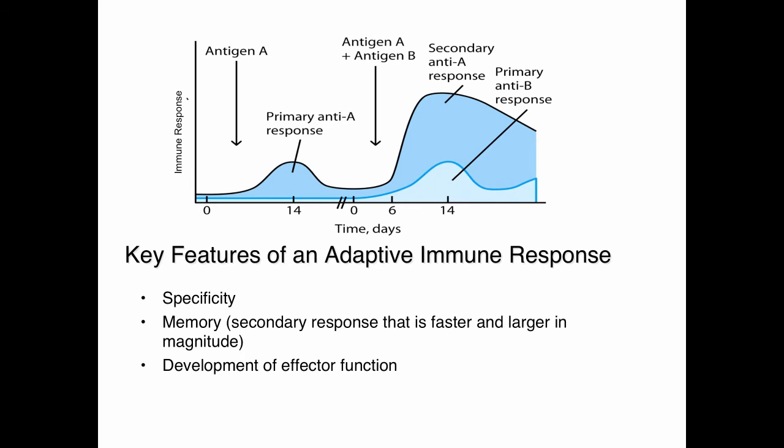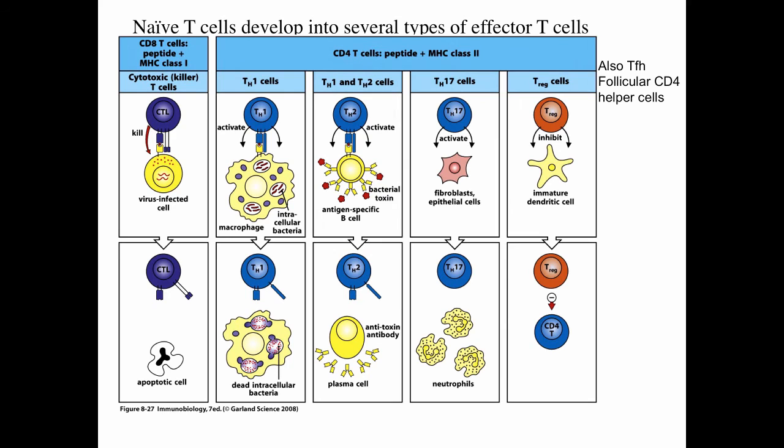And the final feature that is characteristic of an adaptive immune response is that the second time you see antigen, cells will exhibit a different or more developed effector function than occurred during the initial primary immune response. Let's talk a little bit more about the different effector functions associated with T lymphocyte activation. This is a cartoon illustrating that a naive T cell, a T cell that's never seen antigen before, or a virgin T cell, can develop into different types of effector functions depending on the type of T cell it is and the types of signals it receives as it's being stimulated.